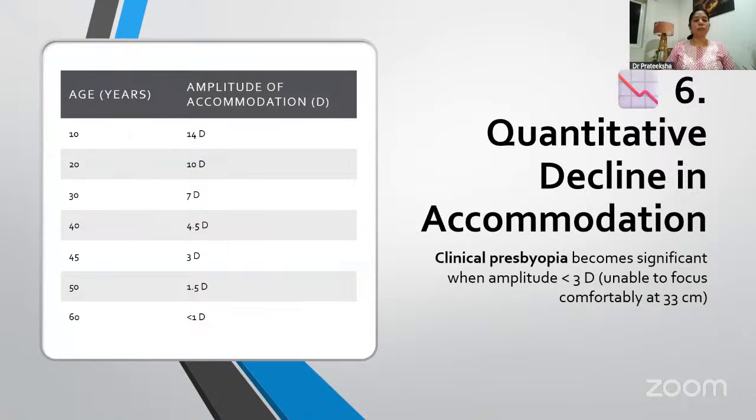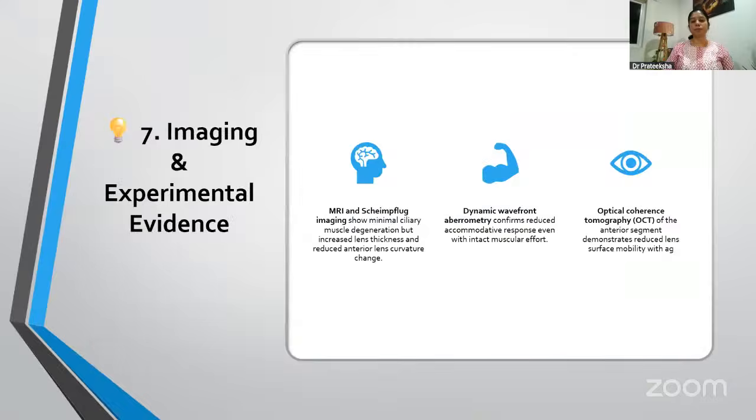Then we all know the amplitude of accommodation. At 10 years of age, it is approximately 14 diopters, and at 60 years of age, it is less than 1 diopter, decreasing in each decade. Now, imaging and experimental evidence: MRI and Scheimpflug images show minimal ciliary muscle degeneration, but increased lens thickness and reduced anterior lens curvature changes. Dynamic wavefront aberrometry confirms reduced accommodative response even with intact muscle effort. Optical coherence tomography of the anterior segment demonstrates reduced lens surface mobility with aging.